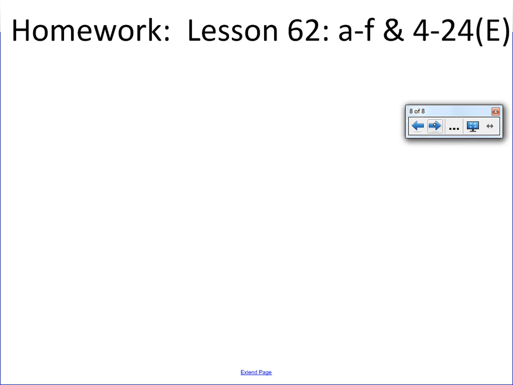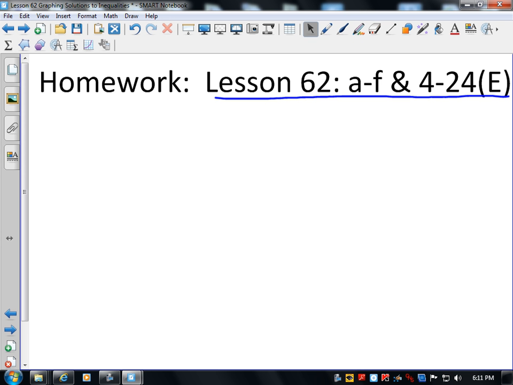Homework for today is lesson 62, A through F, and 4 through 24 even. It is due tomorrow when you walk into the room. Please make sure that you have it done.